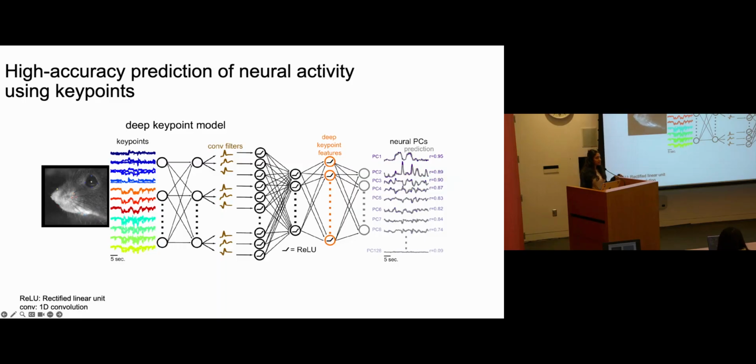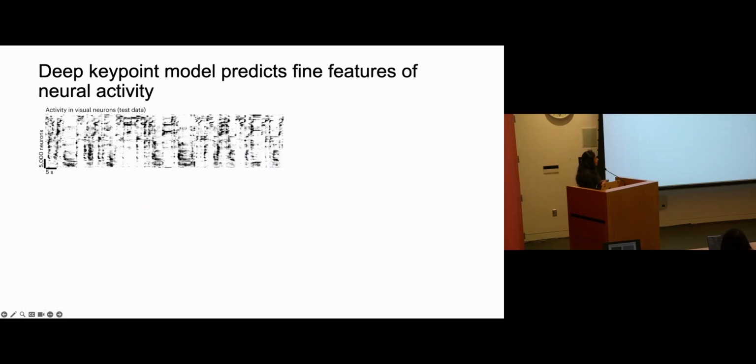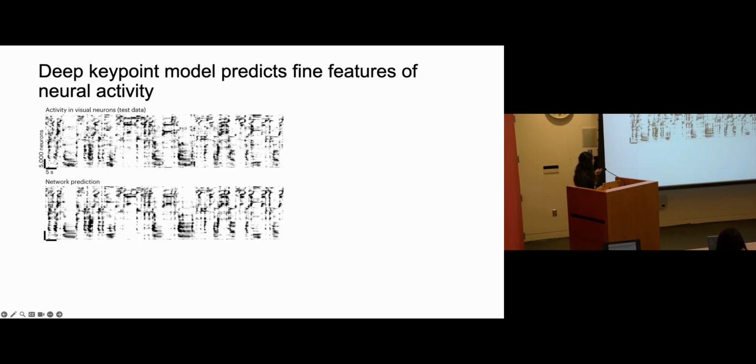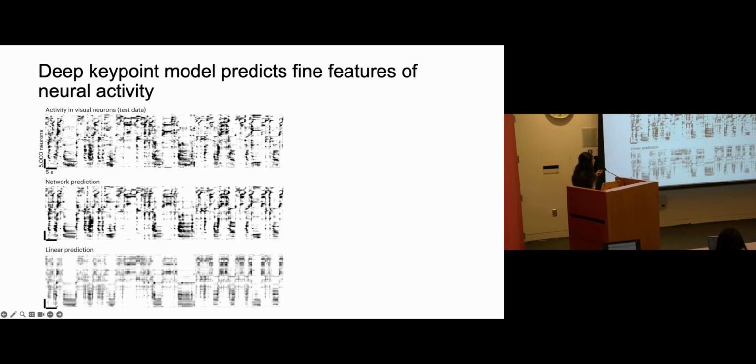So we'll go back to the raster map I had shown earlier. This is our raw visual cortex activity recorded in about 35,000 neurons, and this is test data. Again, the mouse was head fixed in complete darkness, so there's no visual input. Now I'll plot what the output of our deep learning model looks like. Over here is a prediction from our network, and on the bottom is a prediction from our previous linear model that I showed you. You can see that the deep learning model can capture some of the finer features of the neural activity, which we don't see in the model down here.